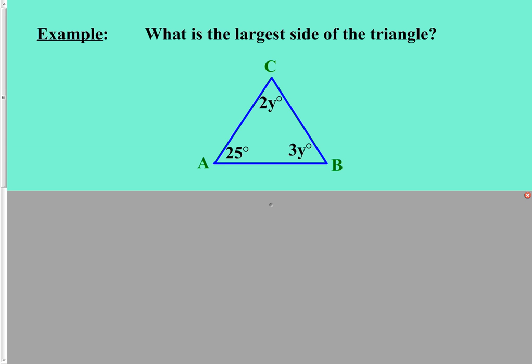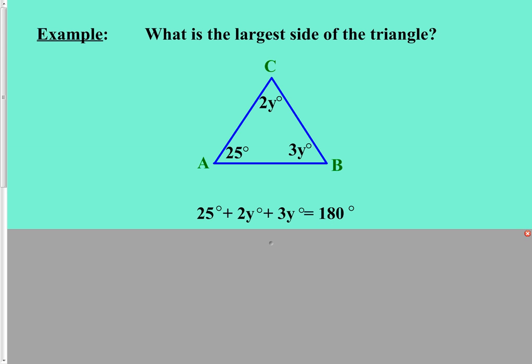We're looking at interior angles of a triangle. So what do you know about the interior angles of a triangle? They are supposed to add together to equal 180 degrees. So 25 plus whatever 2y is plus whatever 3y is should equal 180 degrees.